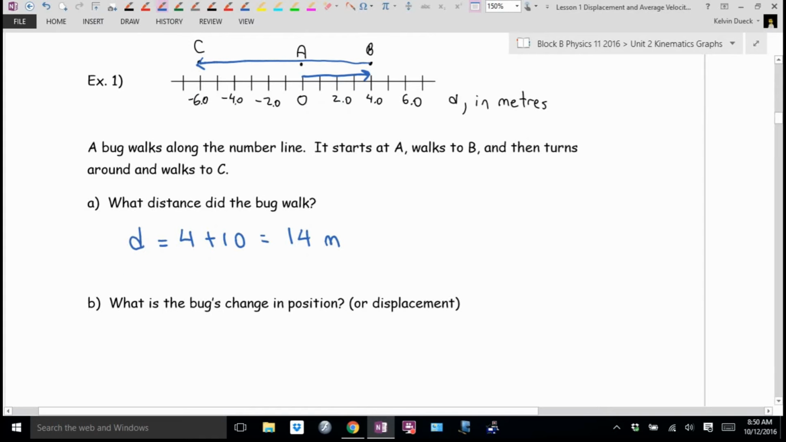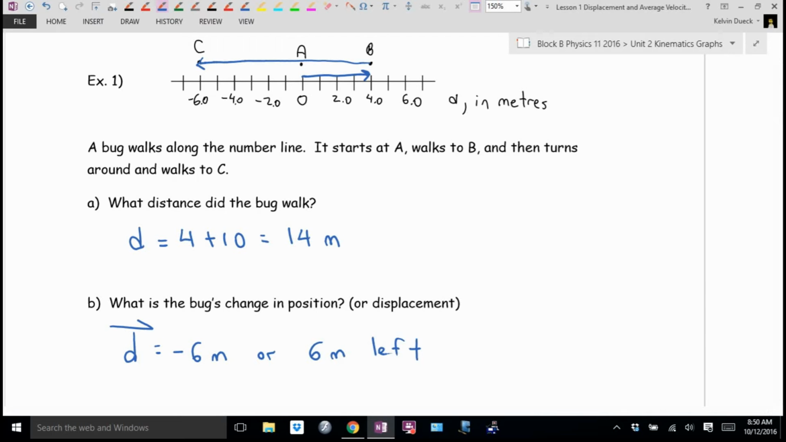What's the bug's change in position? Displacement. Negative 6 meters, or you could say 6 meters left. Which version is shorter to write? I'm going to use the negative because it's less work. But if you say left, I'll take that. I would be fussy, though. If you said negative 6 meters left, I would argue that negative left is actually redundant, and I'd take a half mark off. One or the other, not both.